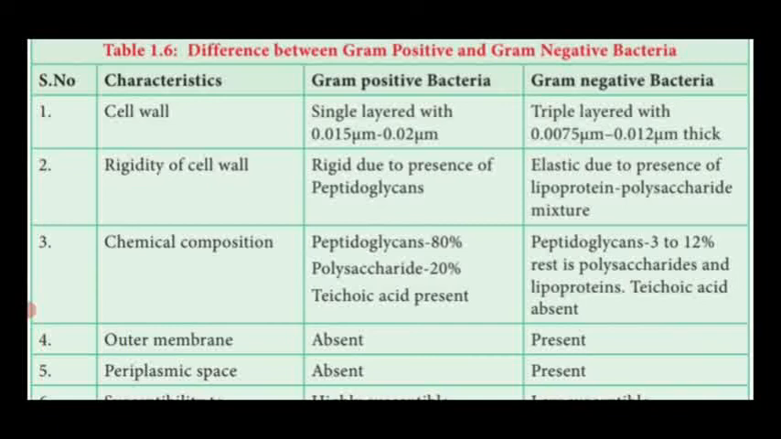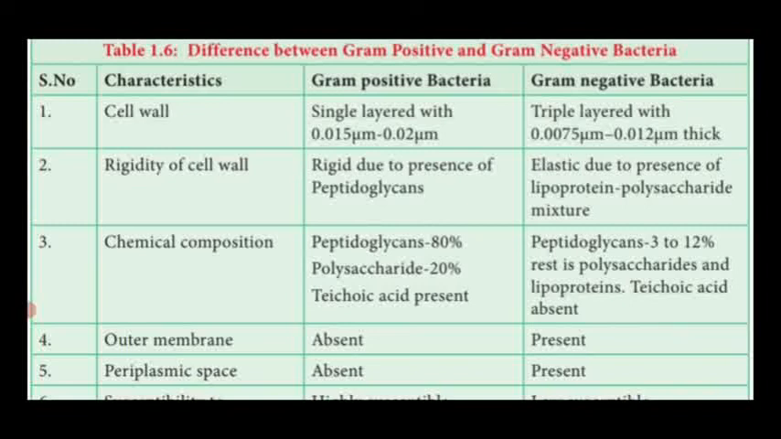First one, cell wall: single layered with 0.015 millimicron to 0.02 millimicron. Here in gram-negative bacteria, triple layered. What did we already see? Outer membrane, lipoprotein and lipopolysaccharide. That is the 3 layers. That is said to be triple layered. But in gram-positive, only one peptidoglycan, that is single layered.